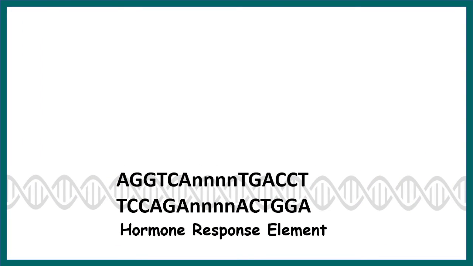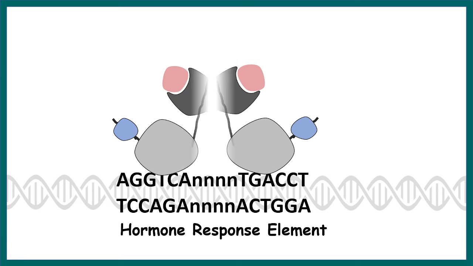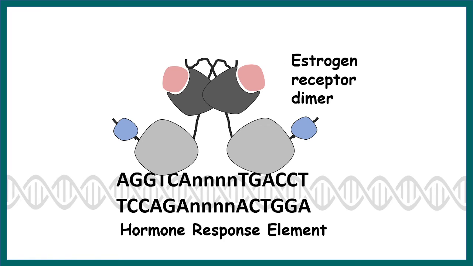Now there are specific sequences on the DNA known as hormone response elements. For estrogen it would be the estrogen response element, which allows the hormone and receptor complex to bind to it. So the estrogen receptor dimer binds to this response element, and this leads to gene expression changes. The majority of steroid hormone receptors work like this. I mean, we have only taken the example of the estrogen receptor.